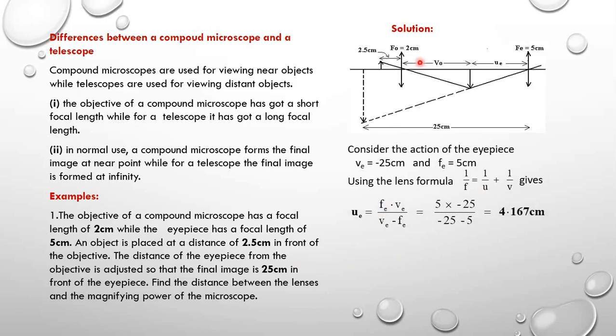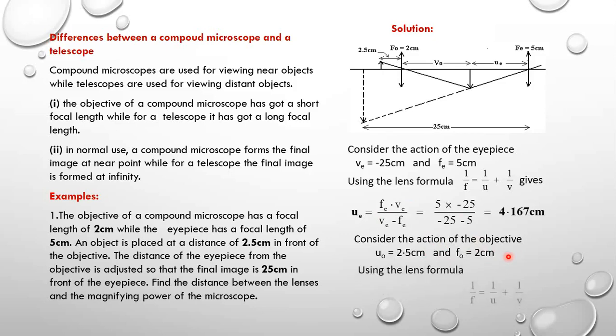Let's also get V0 by considering the action of the objective lens. U0 is 2.5, V0 is not known, we are looking for it, but F0 is 2 centimeters. So using the lens formula, 1 over F is equal to 1 over U plus 1 over V, substituting and considering the sign convention, we shall get V0 as 10 centimeters.